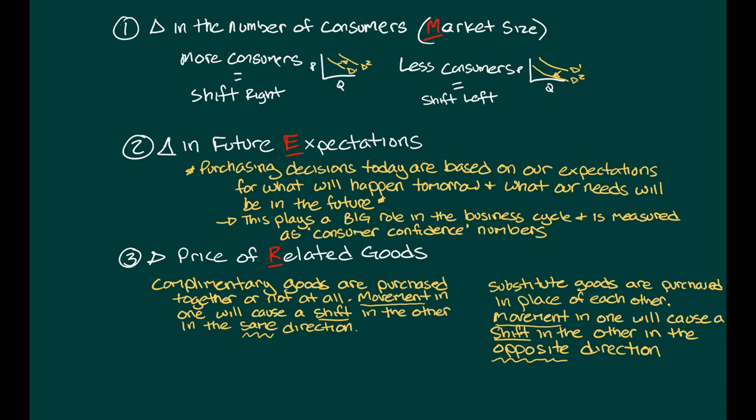But basically, you want to tell the kids that the purchasing decisions they make today are based at least in part on what they expect to happen in the foreseeable future and what they think their needs are going to be in the foreseeable future. Usually the example I go with here is iPhones. If you're not familiar, Apple generally releases the new iPhone in September. And so I'll ask the kids, what happens to iPhone sales in August? And they have no idea.